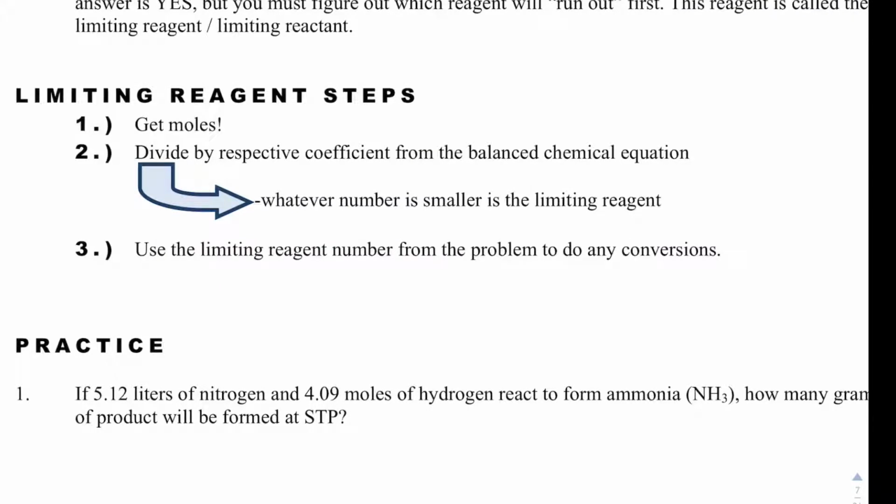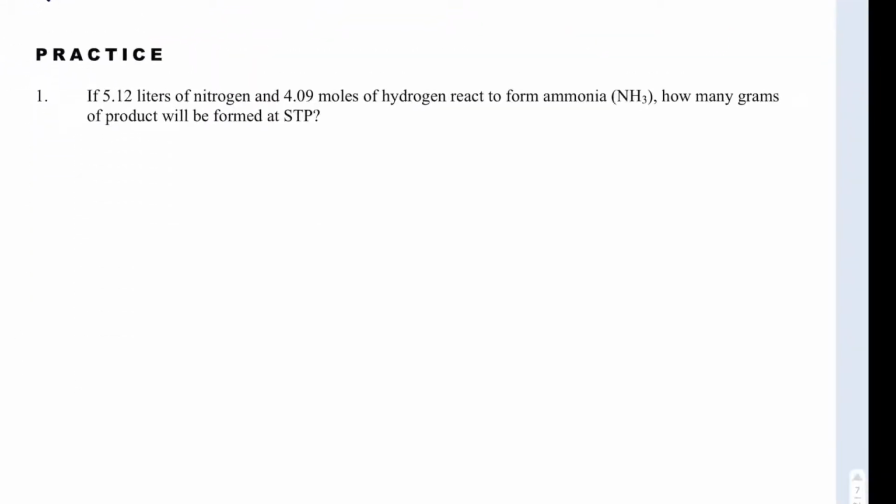So here are the steps. The first step, like most chemistry problems, will be get moles. Divide by the coefficient, and whatever number is the smallest, that's your limiting reactant, and that's it. And then the key step, and this is what a lot of people forget sometimes, is that whatever is your limiting reactant, you're going to use that for any conversions. It doesn't matter what the conversion is, you are going to use that limiting reactant going forward. So let's look at this example problem, and we'll see how this works.